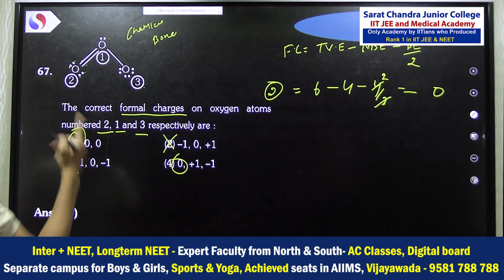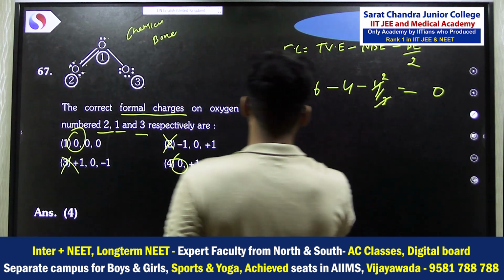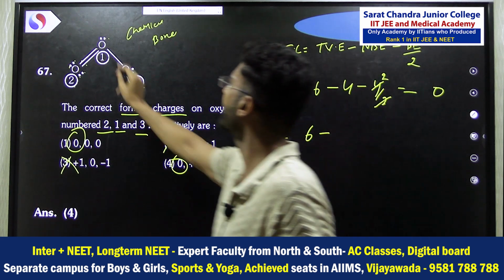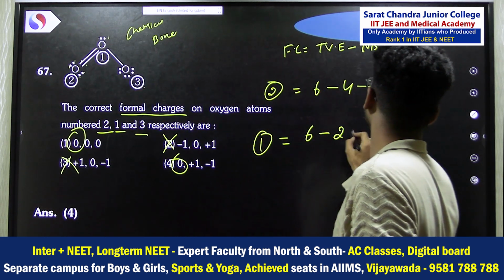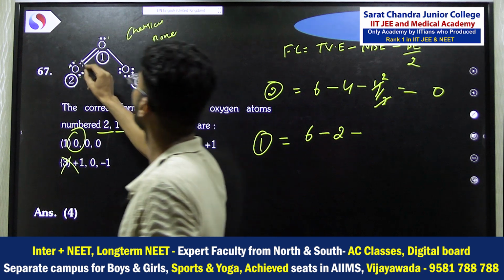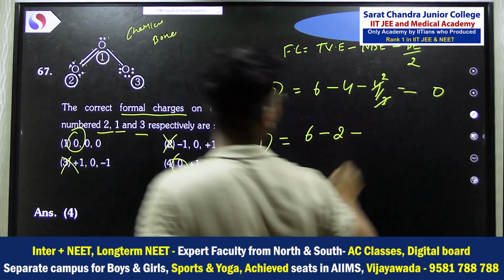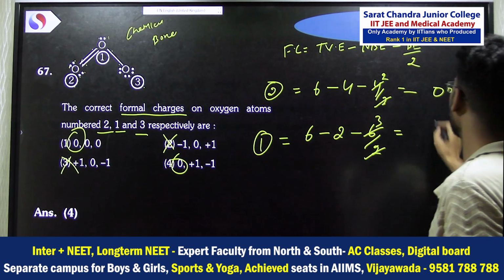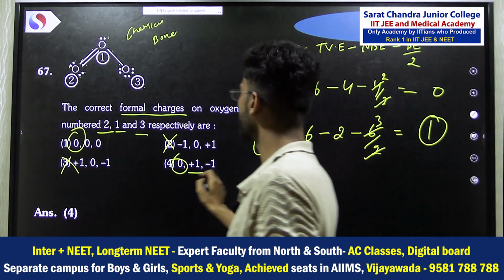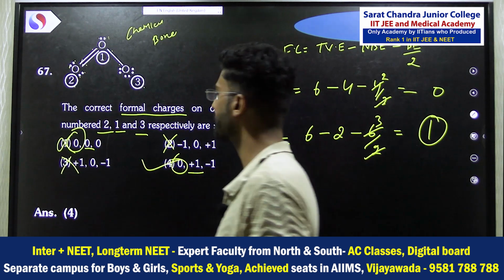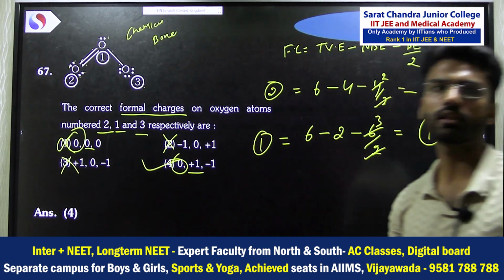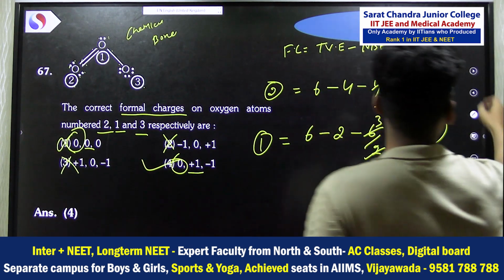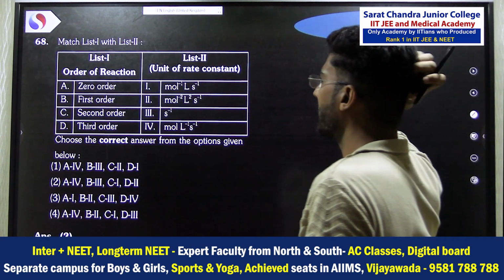So okay, let me check for the carbon oxygen number 1. Total valence electrons will be 6, non-bonded electrons 1 and 2, bonded electrons 1, 2, 3, 4, 5, 6. 6 divided by 2 is 3. So 6 minus 5 equals 1. So this is 1, this is 0, this is gone. So this option is correct. No need to check the third one also. Clear? So next question.